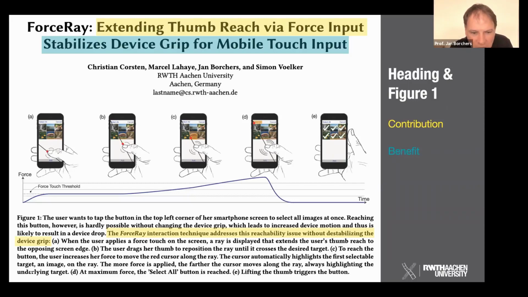User suddenly lets go in figure E, and then the selection has been done. So the graphic shows us what's going on. There's a little timeline below it showing us the force pressure over time. By looking at that and by reading the caption for figure 1, which should also be written carefully, explaining to us what we see and why we see what we should be observing in this graphic, we've got contribution and benefit basically laid out.